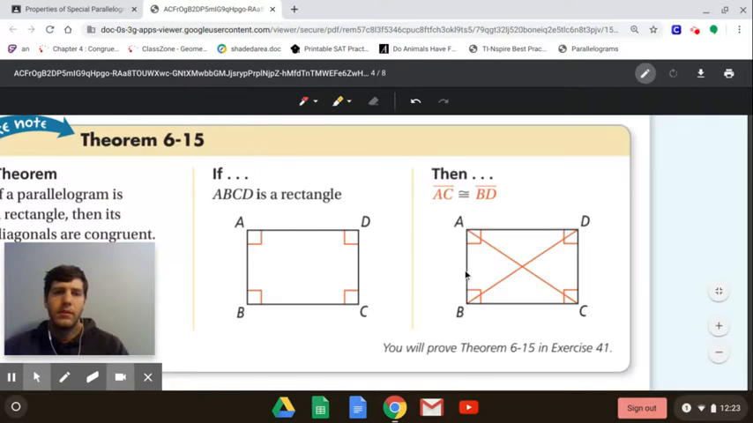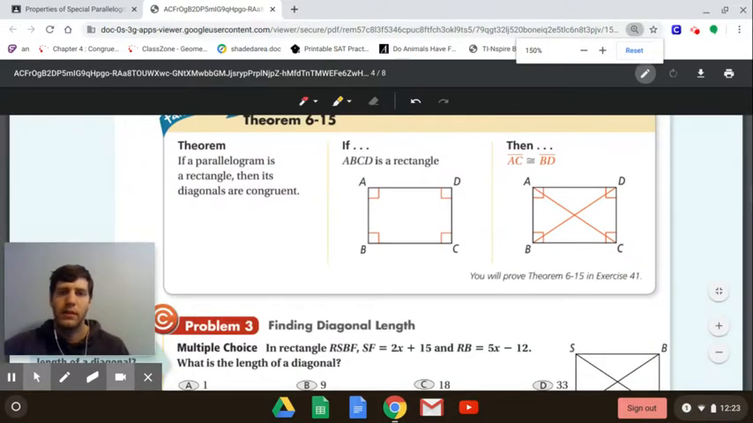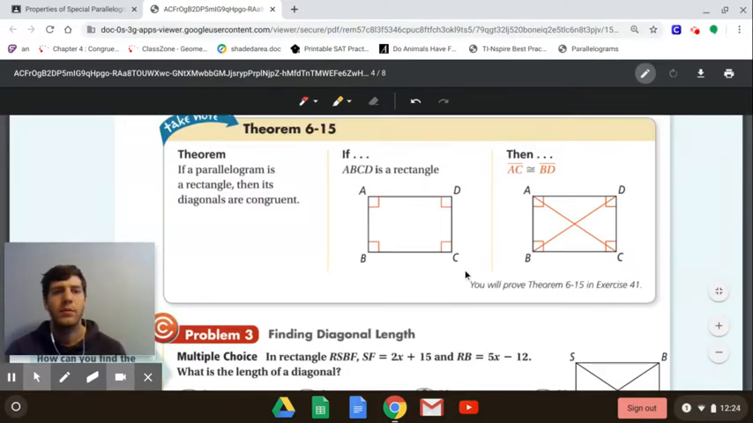Okay, next up is rectangles. So you really only have one new theorem here for rectangles, and that is going to be that the diagonals are congruent.